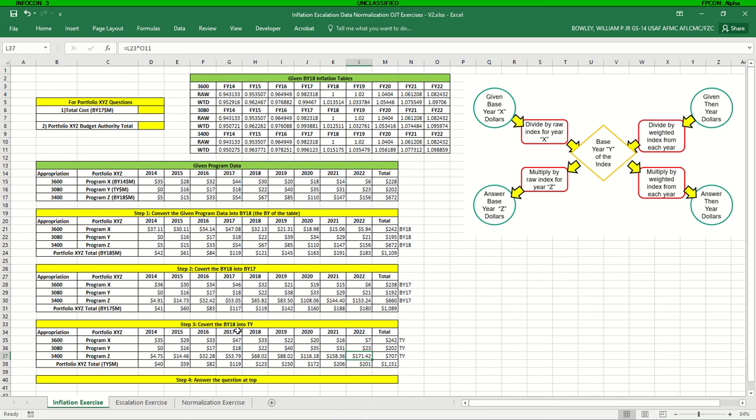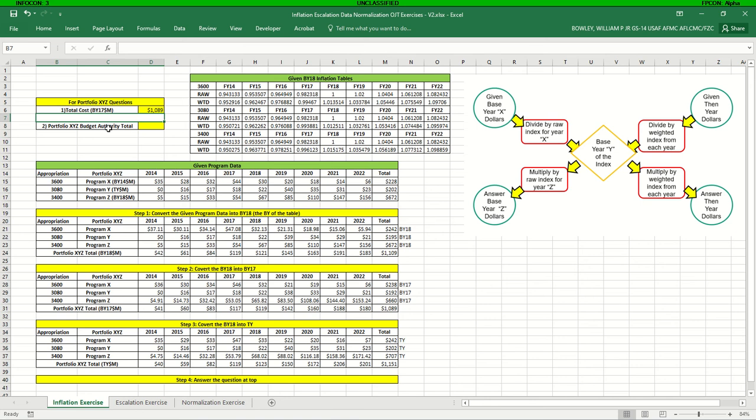So now we want to move on to the questions. The total cost for base year 17. This one is pretty straightforward. We've got base year $17 millions. Step 2 was in base year $17 millions. Total cost here is total. So there's our answer for question 1.